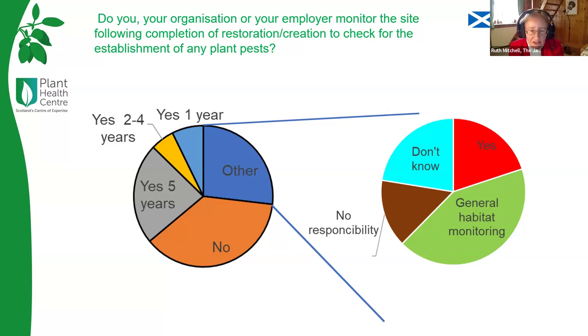You can see around a third of people did carry out some monitoring for various lengths of time. About a third of people didn't carry out any monitoring. And about a third of people ticked the other box. And that other box is then expanded.